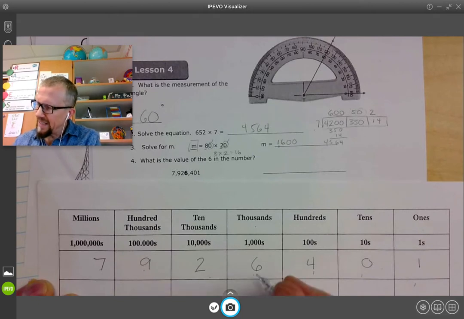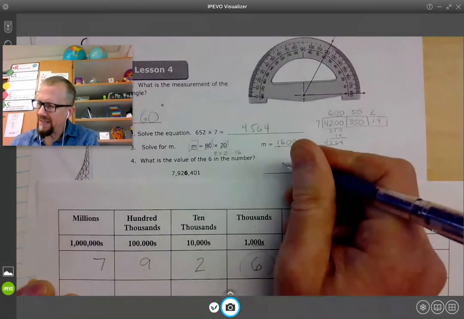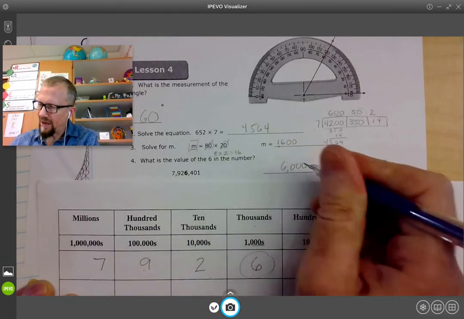The value of the 6. The 6 is in the thousands place. That means there are 6 thousands. So that is worth 6,000.